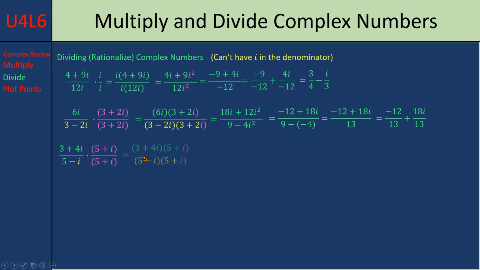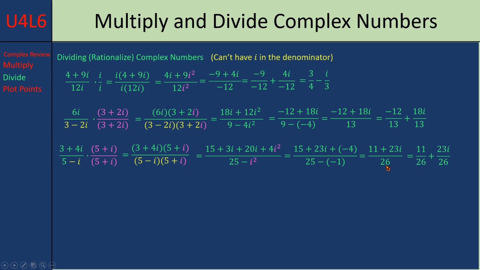All right. And the top I have to FOIL. And the bottom, it's just the square of the first minus the square of the second. So I have 25 minus i squared at the bottom. See? In the top you FOIL. You get this. And remember, when you FOIL two complex numbers, the middle terms can combine, and the last term gets i squared. So you change the sign of that. So 15 minus 4. See, 15 and -4. The middle terms combined becomes 23i. And the bottom here, i squared, is -1. So 25 minus -1. And combine that, I get 11 plus 23i over 26. And split that, and I get 11 over 26 plus 23i over 26.